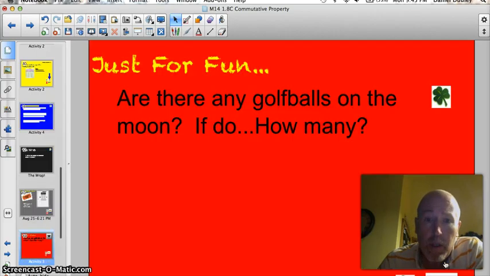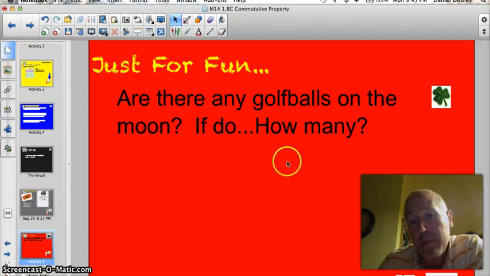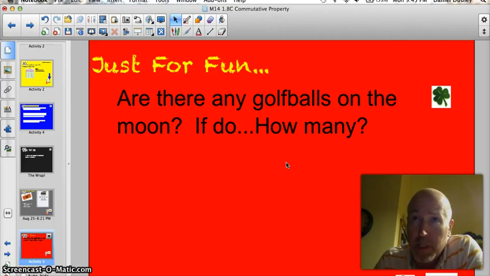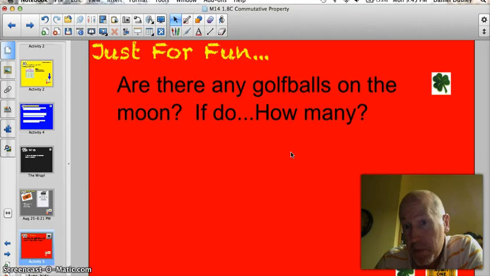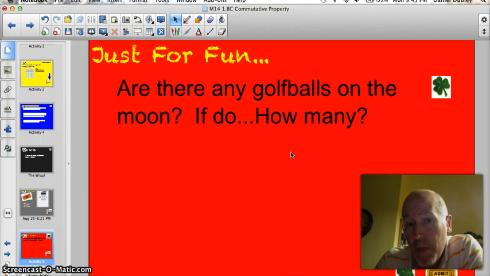Are there any golf balls on the moon? And if so, how many? Yes, there are golf balls on the moon, and it's kind of a puzzle. Some of the people say that there are 3 on the moon, and other people say that there are only 2. I guess in a 1991 interview, Alan Shepard said that there were only 2 on the moon.